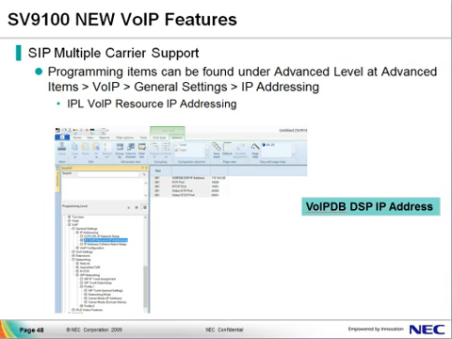The next page, still under Advanced Items, Voice over IP General Settings IP Addressing, is the IPL Voice over IP Resource IP Addressing. This is where we can configure our DSP gateway IP addresses for the IPLE card. So in here, we only configure a single IP address for all potential 256 DSP resources on the IPLE card. So we set the VoIP-DB DSP IP address to our network configuration settings listed on the previous slides.